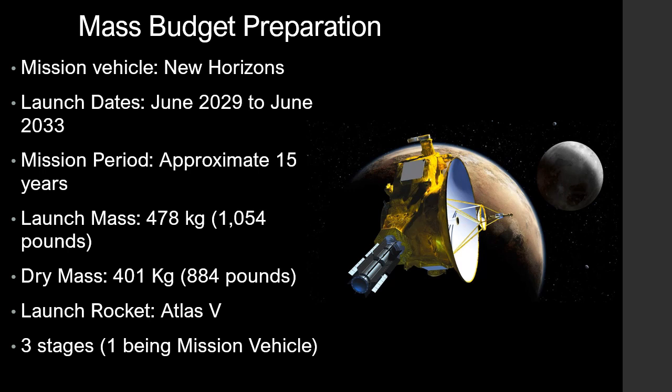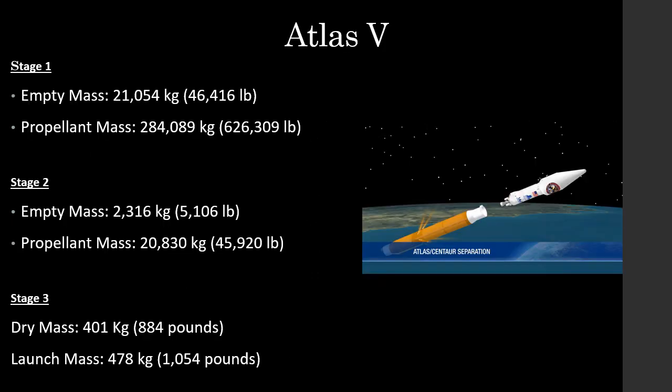Now, our launch window is from June 2029 to June 2023, and our mission period is approximately 15 years long. We have some other specifications listed here, and the rocket would end up being 3 stages. The launch vehicle we've selected for the New Horizons spacecraft is the Atlas V, which has a lot of mass and a lot of carrying capability.